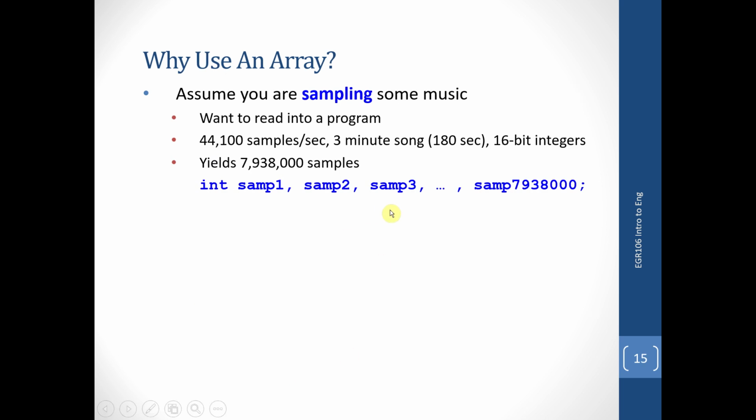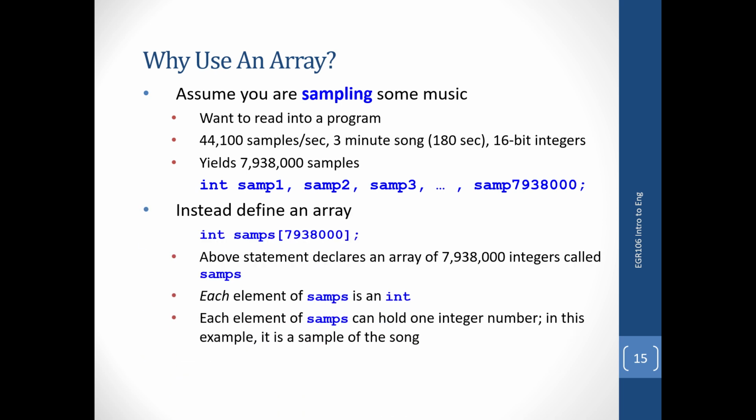Okay, so why use an array? Here's a great example. I'm recording a 3-minute song. It takes 44,100 samples per second, and recording each one as a 16-bit integer, if I had to record each sample individually as an individual variable, I would end up with almost 8 million different samples for just one 3-minute song. That seems pretty impractical, to define 8 million different variables. So instead, we can declare an array, type int, call it samps, and make it this big: 7,938,000 total units inside that array.